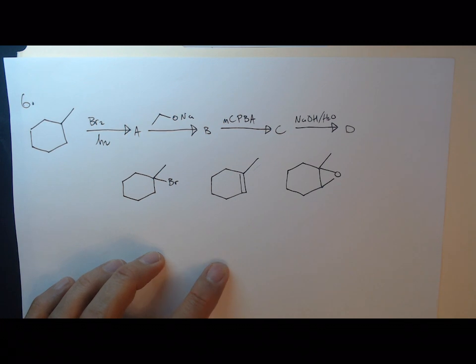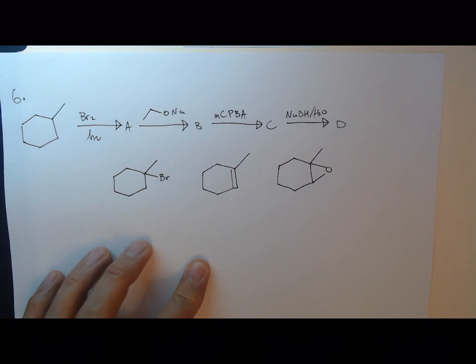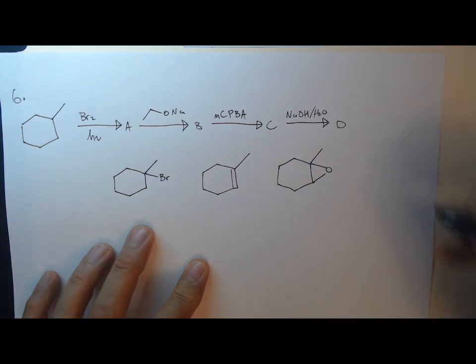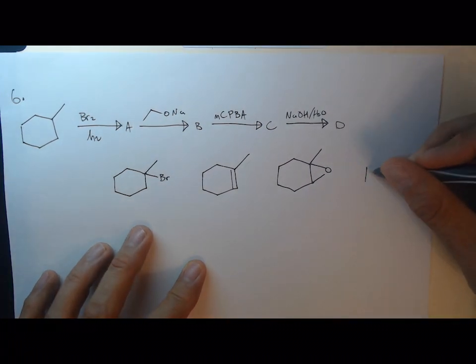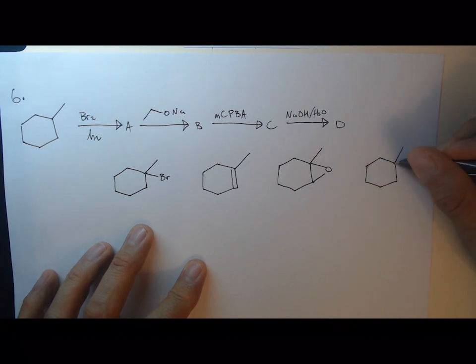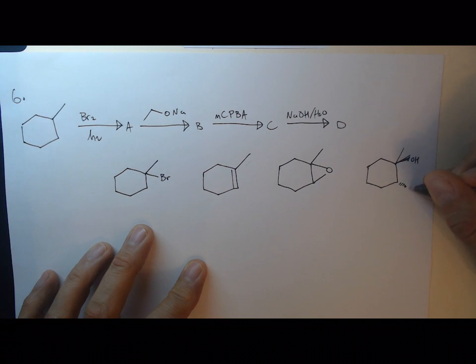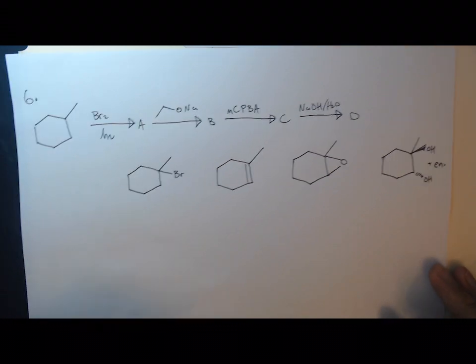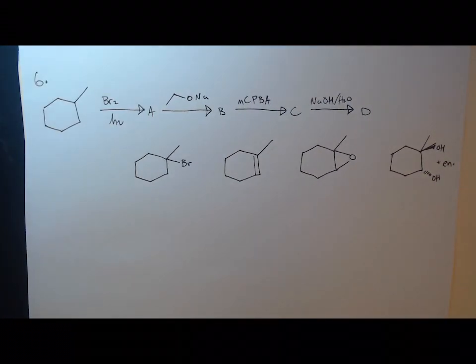And the main thing I want to see here is that you have your OHs anti to each other, because this is an anti-addition at the end of the day. Because this follows the SN2 pathway. So I'm going to show one OH coming upward, the other one going downward, and then if you want to be thorough, write plus ENT or just draw out the enantiomer. That's all there is to that one.